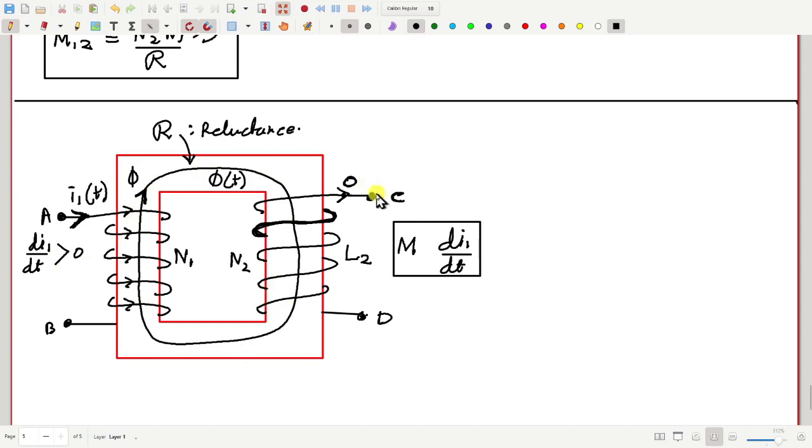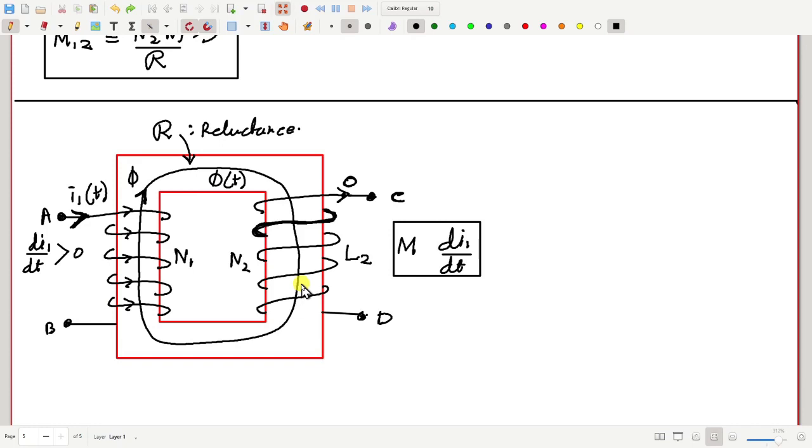Now which side between C and D will be positive? There are two possibilities. One possibility is that C is positive, D negative. The other possibility is D positive, C negative. In other words, one is that the induced EMF will try to drive a current in this direction, or it will try to drive the current in the opposite direction. Which direction is correct?